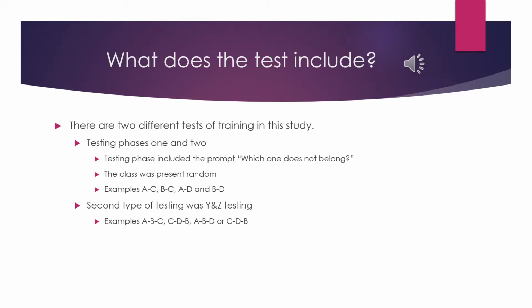The second type of testing was Y and Z testing. Examples include A, B, C, C, B, D, C, D, B, A, B, D, or C, D, B.